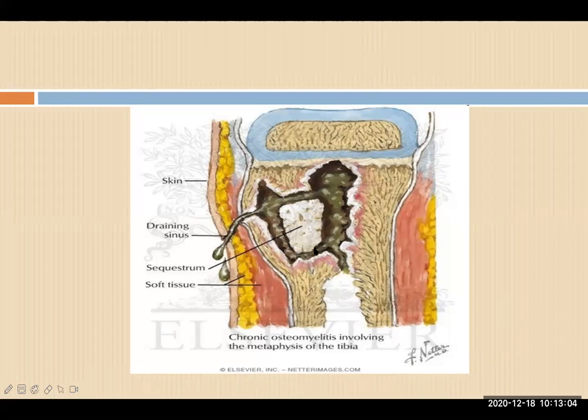In the metaphysis, there is a development of a cavity. This is a dead bone, which is called sequestrum. There is a formation of draining sinus, and through that sinus the secretion is coming out. The pus is coming out, and this pus will cause some reaction on the tissues also. Over a period of time, the soft tissue as well as the skin will also develop some reaction. And sometimes even pieces of dead bone may come out from this area.